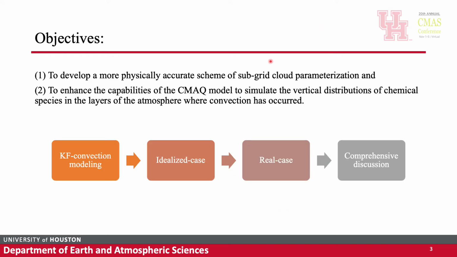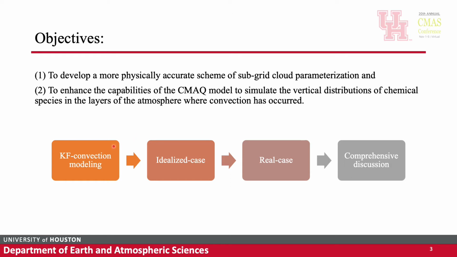Considering the previously discussed subjects, we designed this study to achieve two objectives. One, to develop a more physically accurate scheme of subgrid cloud parameterization, and two, to enhance the capabilities of the CMAQ model to simulate the vertical distributions of chemical species in the layers of the atmosphere where convection has occurred.